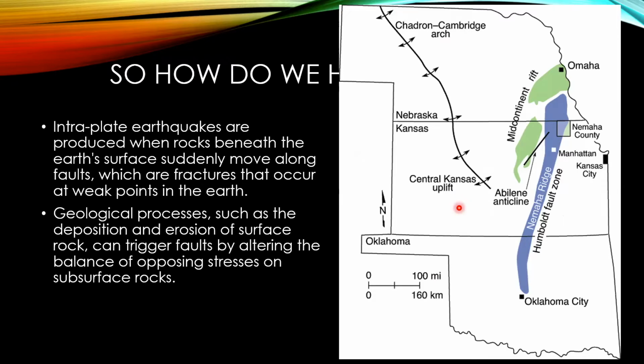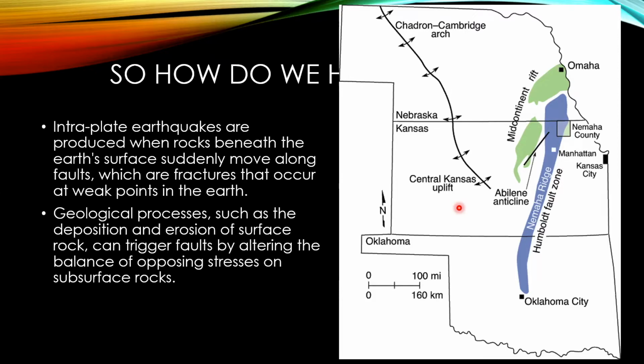Geological processes such as the deposition and erosion of surface rock can actually trigger faults by altering the balance of stresses on these subsurface rocks. So just natural processes can trigger these faults and create stress that builds up and then releases. In Kansas, we actually do have a few structures that can create natural earthquakes.